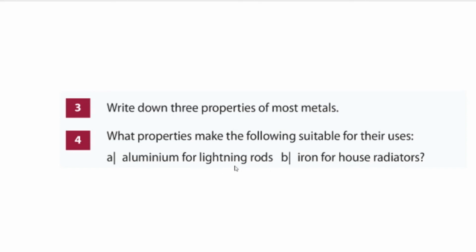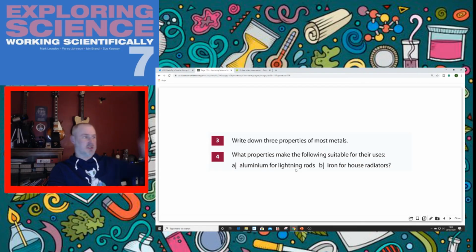Something you stick in the ground, lightning hits it, so it can travel to the ground, and it protects the building that it's attached to. Yeah, the lightning, the current travels down the rod rather than through the building where we might be sat. So what kind of properties would we want in a lightning rod?